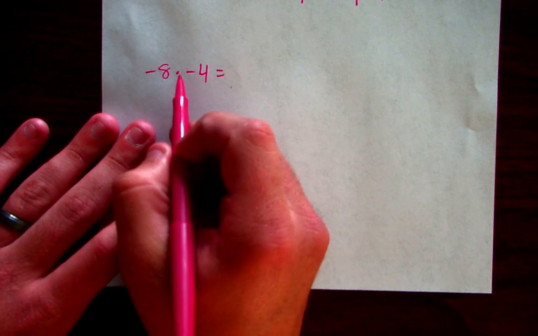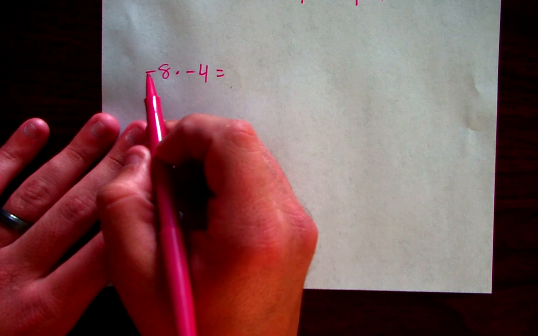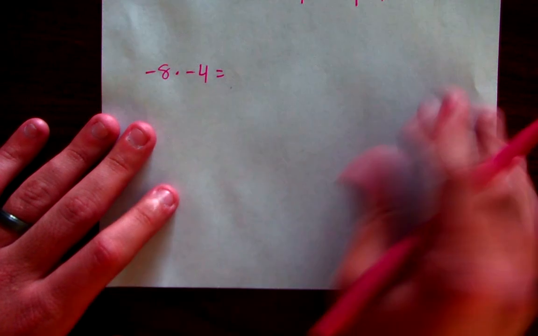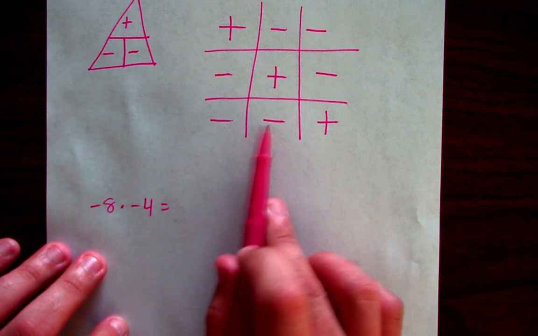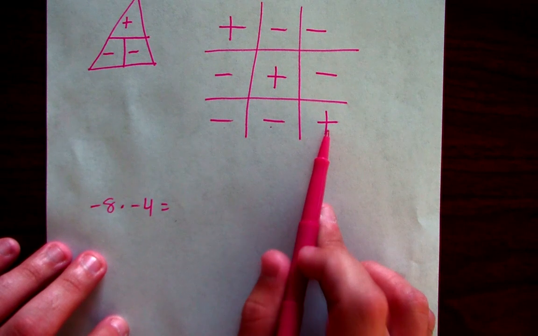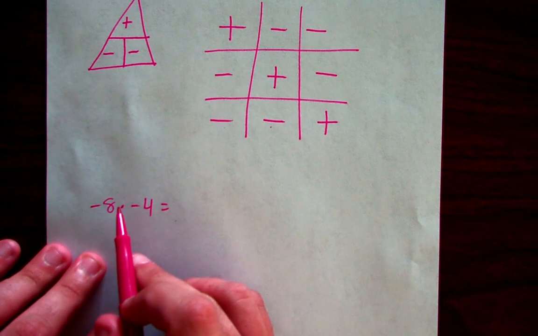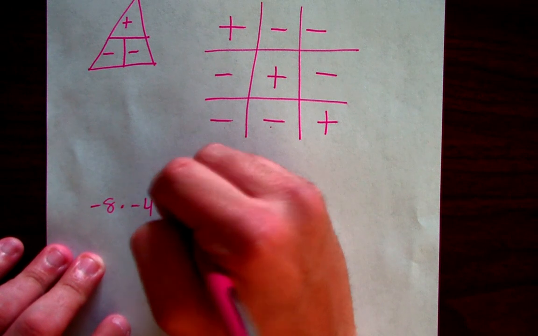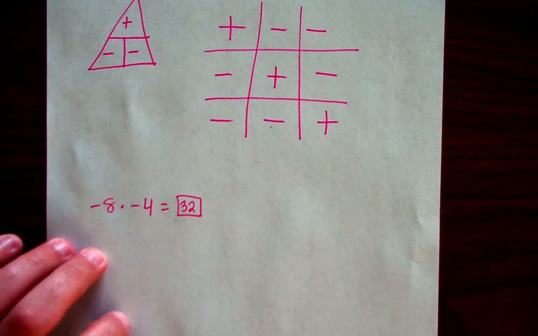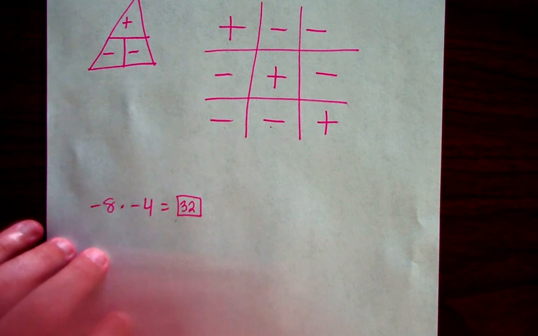Remember, this dot right here means to multiply. What is a negative times a negative? Well, let's look here. A negative times a negative is a positive, so my answer is positive. Now just multiply. 8 times 4 is 32. There's your answer. Let's go ahead and try another one.